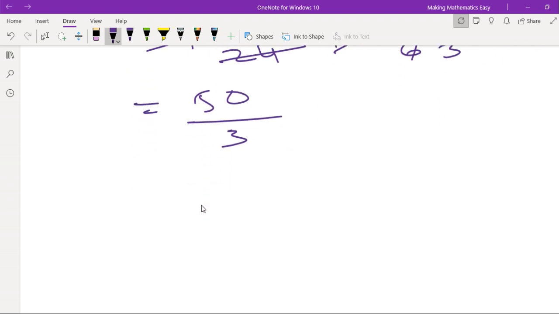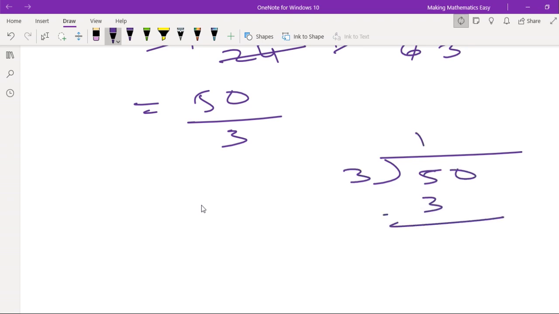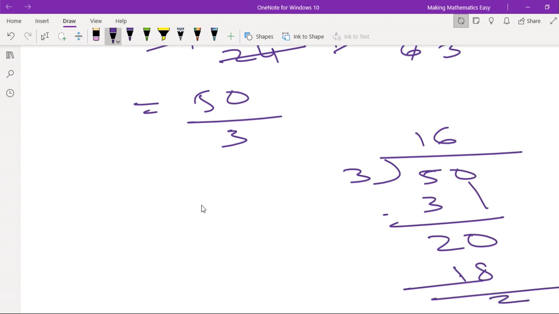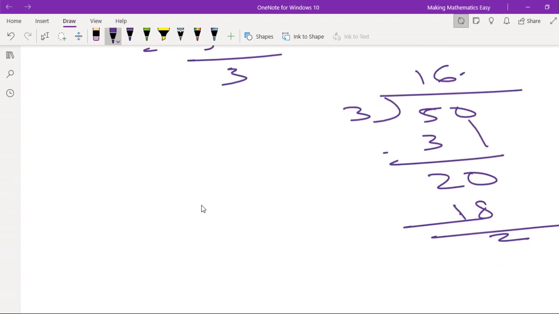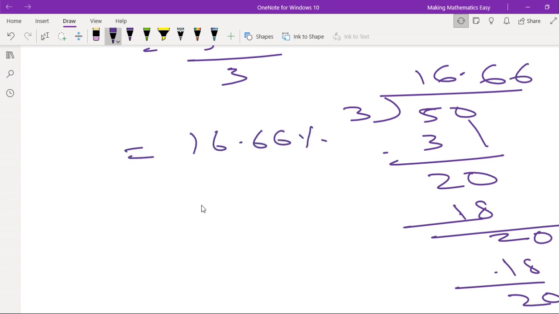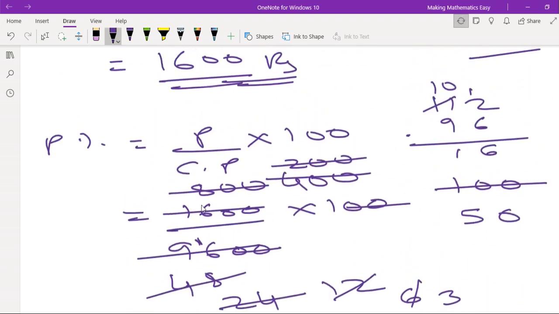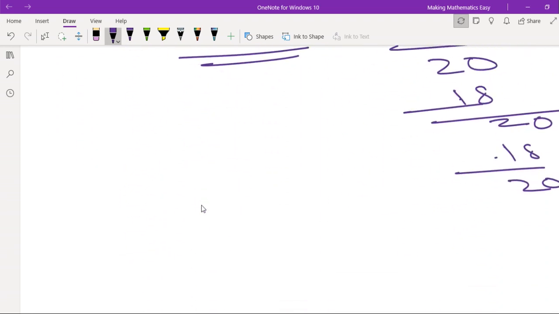It cannot be cancelled because in the table of 3 you do not have 50. So this will be 3 1s are 3, 2 is remainder, 0 will come down, 3 6s are 18, you get 2, you need to put a decimal point over here, you can take 0, 3 6s are 18, again remainder is 2, we can take 0, 6 6. After the point you can stop after 2 digits. So we have a profit of 16.66 percent.